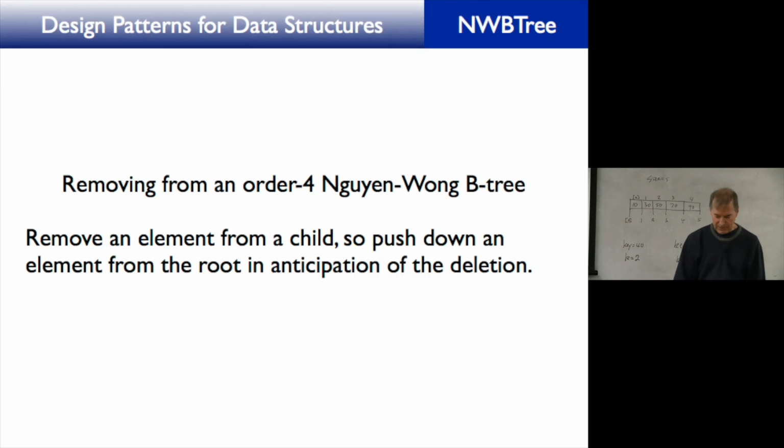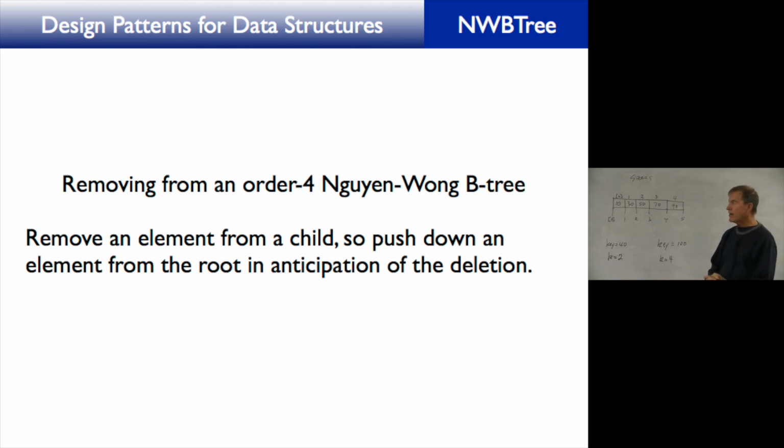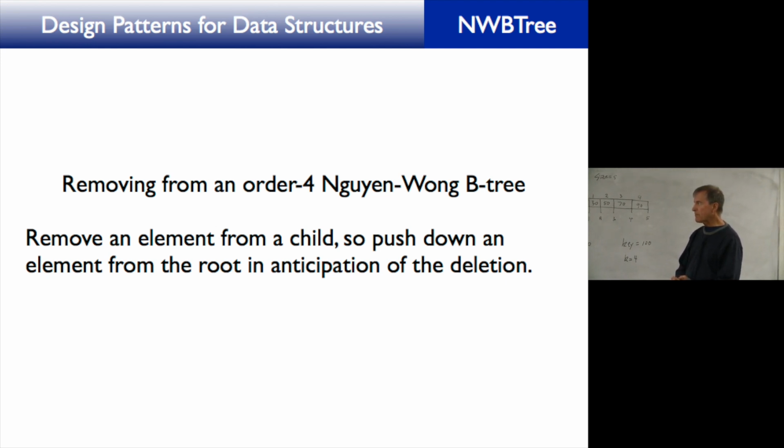All right. So one more. Let's do one more, or a couple more. So the next one is going to be removing from an order 4 B-Tree. Here, what we're going to do is remove an element from a child. So we will push down an element from the root in anticipation of the deletion.